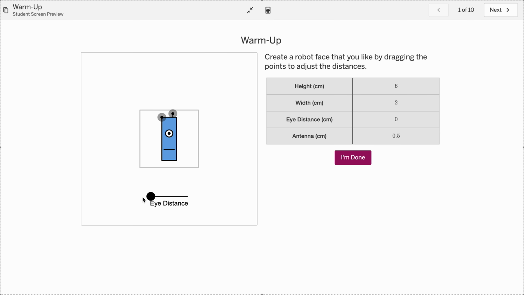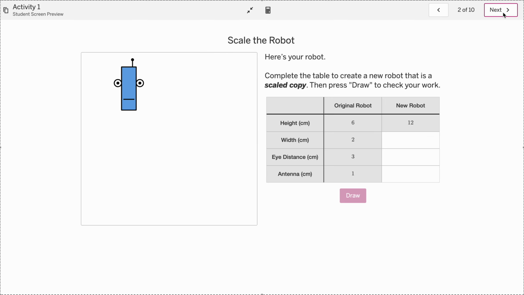And then I can actually move the eyeballs to make a different kind of robot. So I'm going to make my robot look like this. I'm just going to take note of the height, width, eye distance, and antenna. I'm going to make that a little bit bigger so I can see it. Okay? I'm going to press I'm done. So that's my robot. You make a robot, and when you're done, we can move on to the next question.